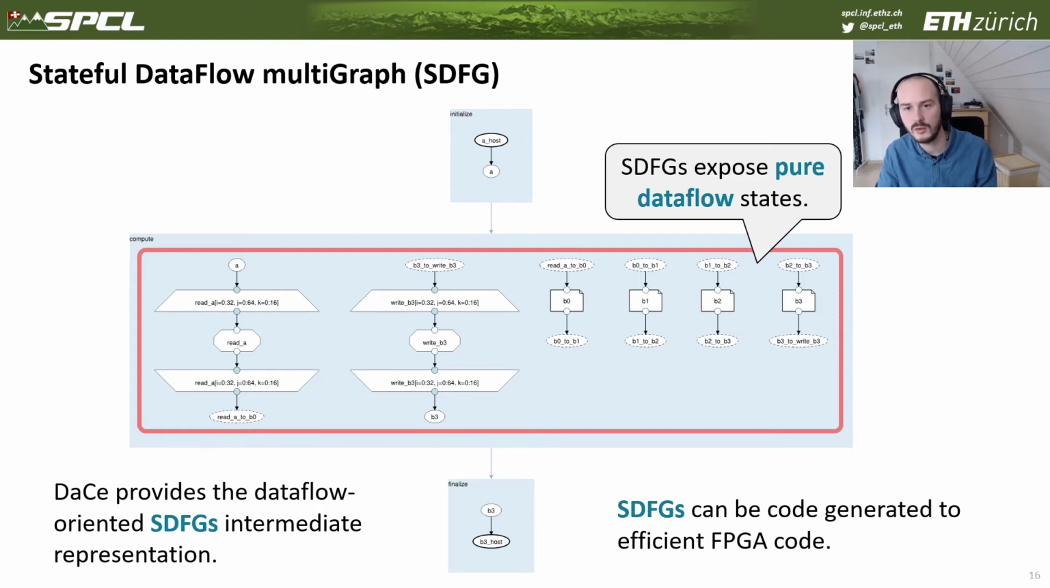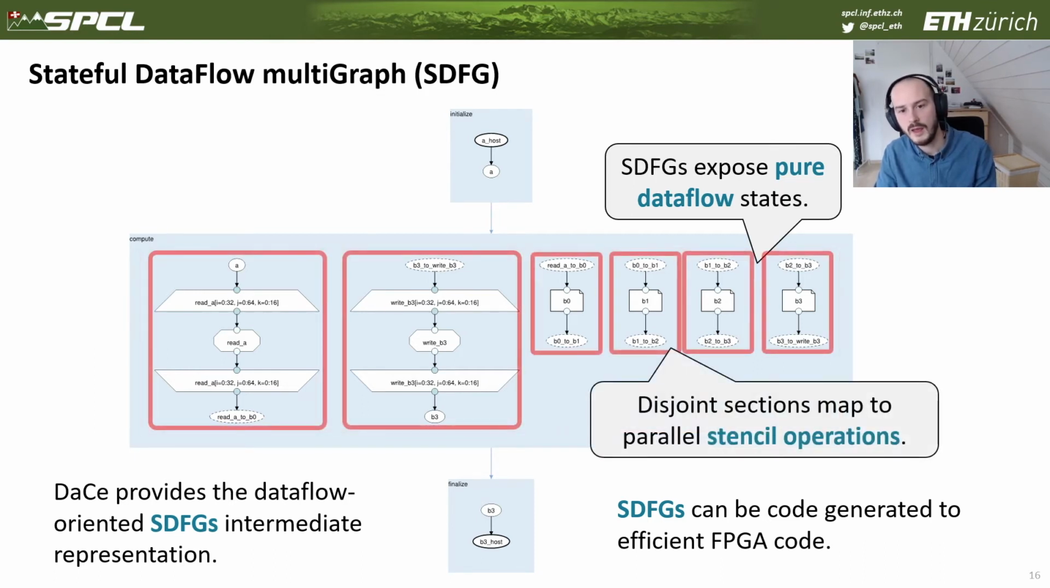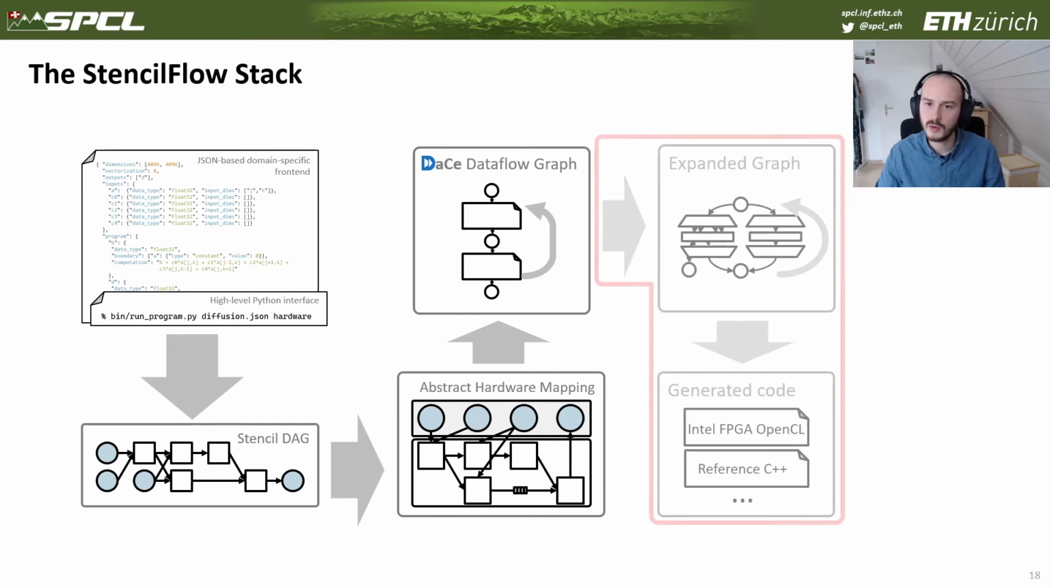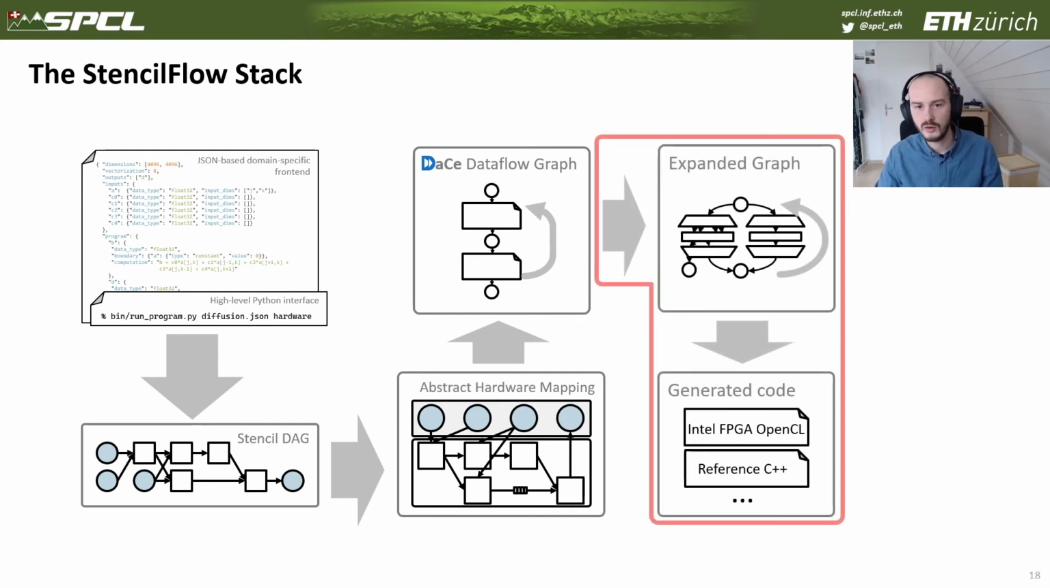So SDFGs expose these pure dataflow states where everything inside only operates via data flow. And we can also map these sections to parallel stencil operations. So components within this graph, within these data flow sections, will be compiled to distinct processing elements on the FPGA, so parallel modules we can use to achieve this pipeline parallelism that we want. So once we have this high-level data flow graph, we then need to actually expand and generate code for it.